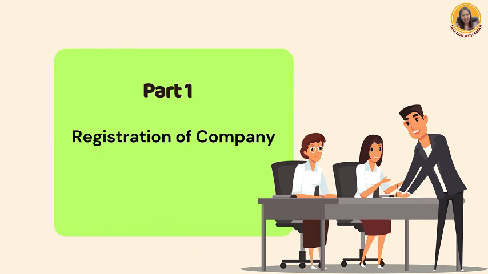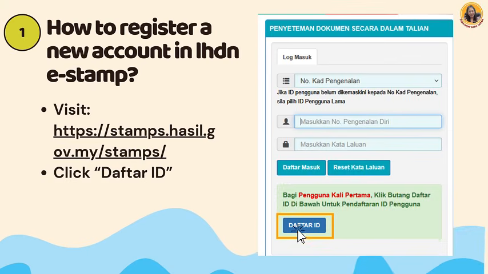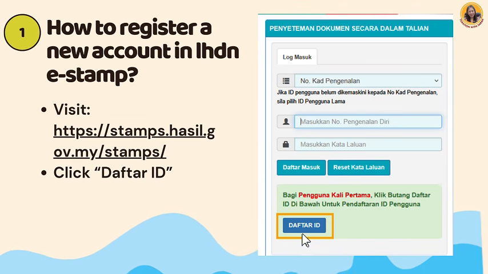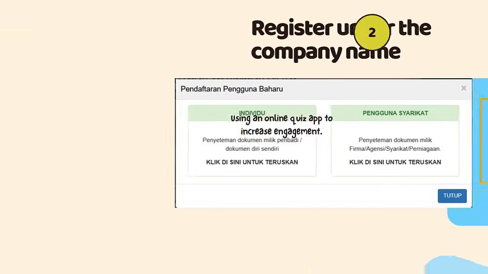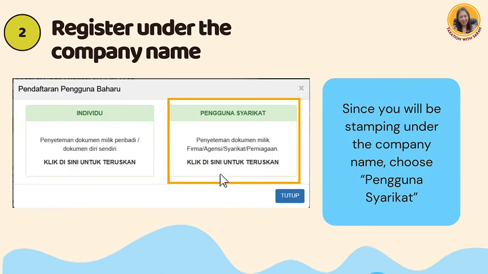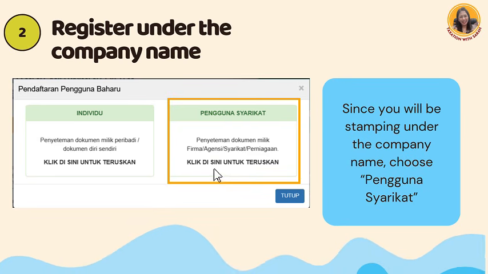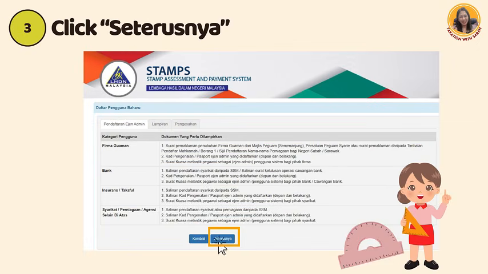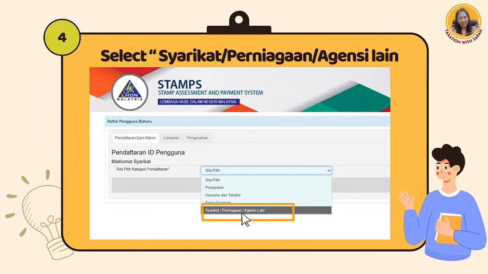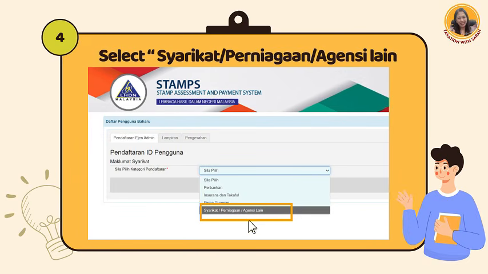Part 1. Registration of Company. How to register a new account in LHDN eStamp. Visit http://hassle.gov.my stamps. Then, click Daftar ID. Register under the company name. Since you will be stamping under the company name, choose Pengguna Syarikat. Click Seterusnya. Select syarikat atau perniagaan atau agensi lain.